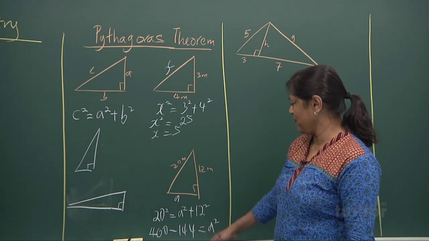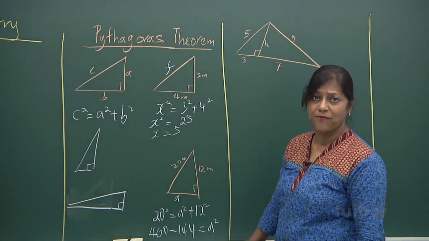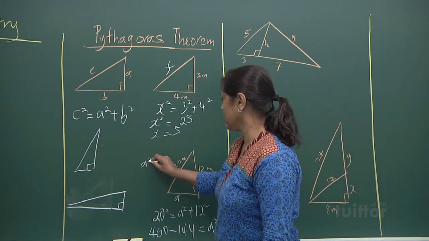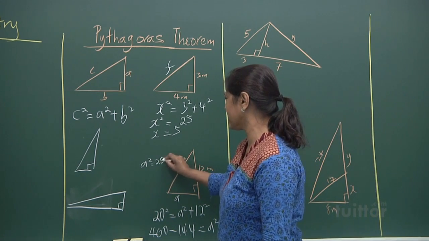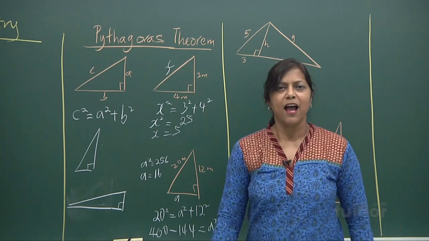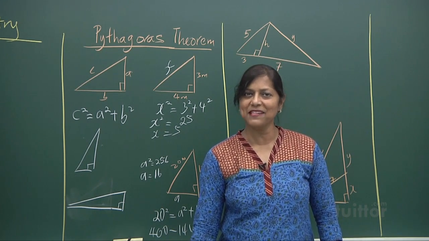And then from there you get a minus of 44. You get 256. So your a squared will be equal to 256, and the square root of it will be 16. I know when you find the square root, you've got a plus 16 and a minus 16.